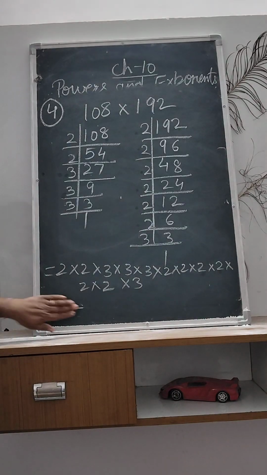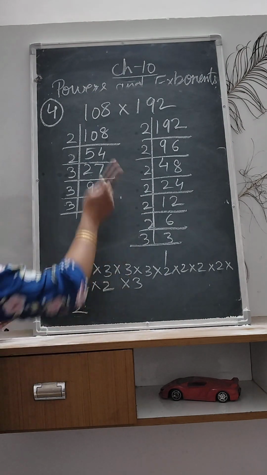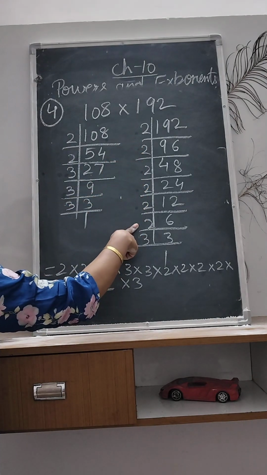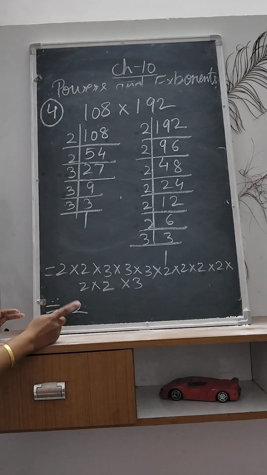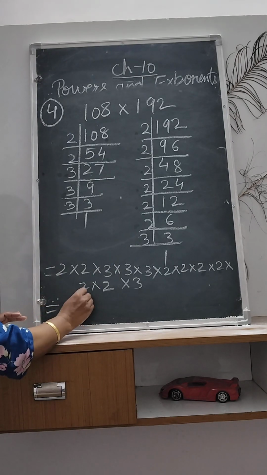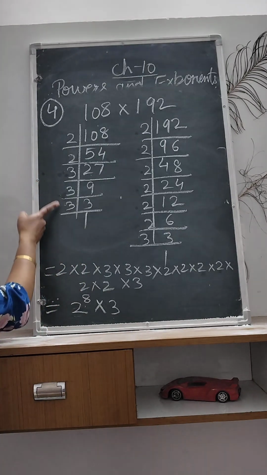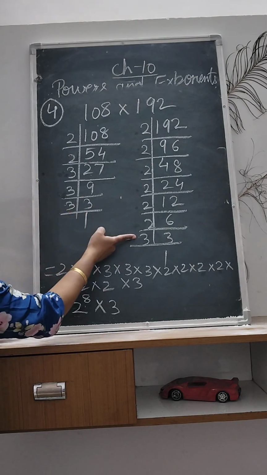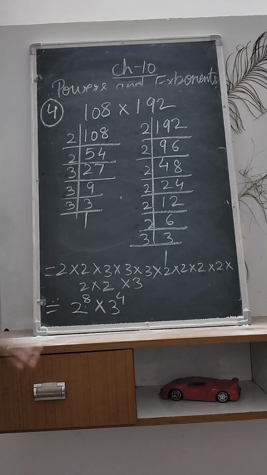Now students, as the answer we have to write in exponential form. 2 is coming how many times? Here we are having 6 times, 3 4 5 6, and here we are having 2 times. So 6 plus 2 is 8, 2 raised to power 8. 3 raised to power 3 is coming here 3 times, 1 2 3, here it is coming 1 time, total 4 times. So this is your answer. So simply in exponential form we got.